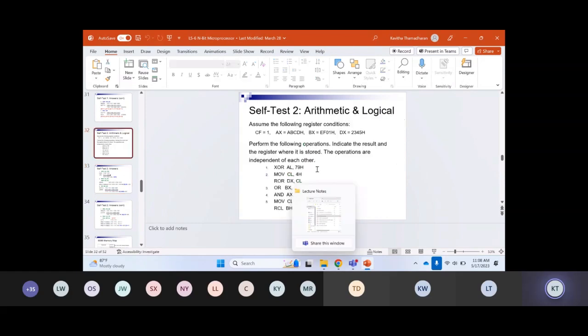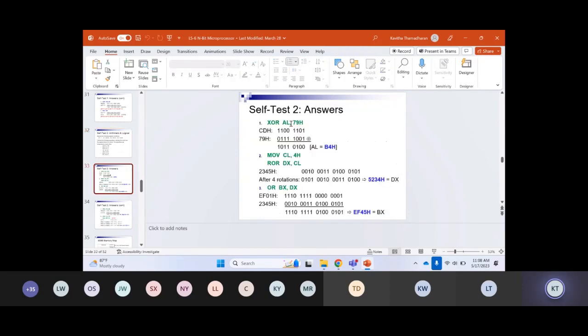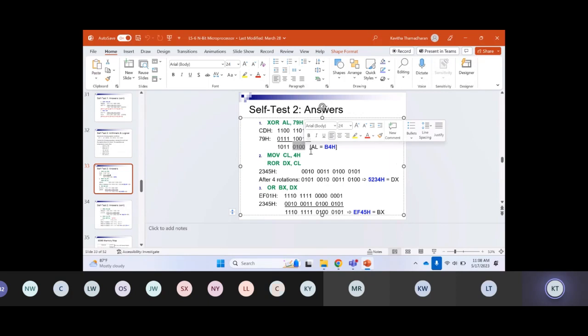This question, they never ask you to check on flags. So basically, you just need to tell me the result after you do the XOR, and then you continue with which register it will be stored in. So in this case, when I do the XOR of AL and 79, I get the answer as 1011 0100, and the answer will be stored in AL.